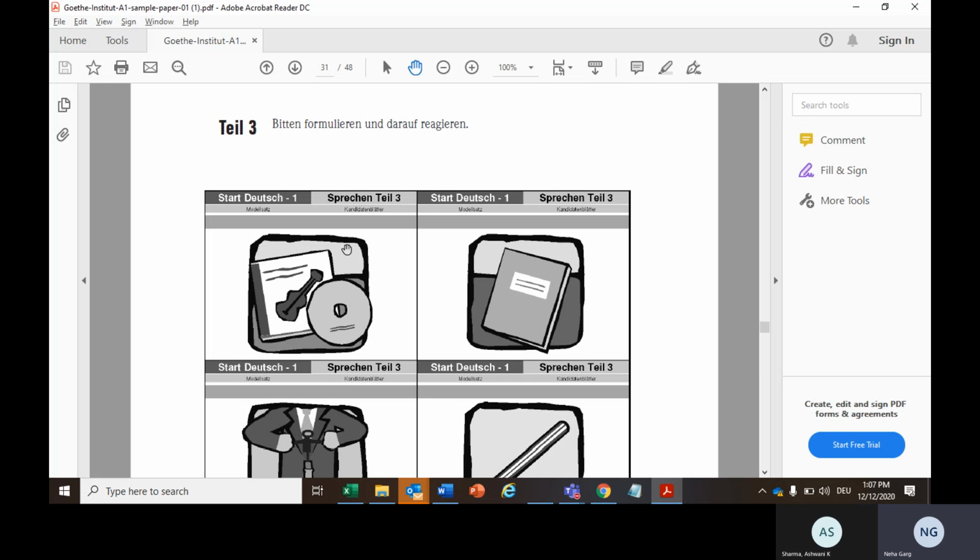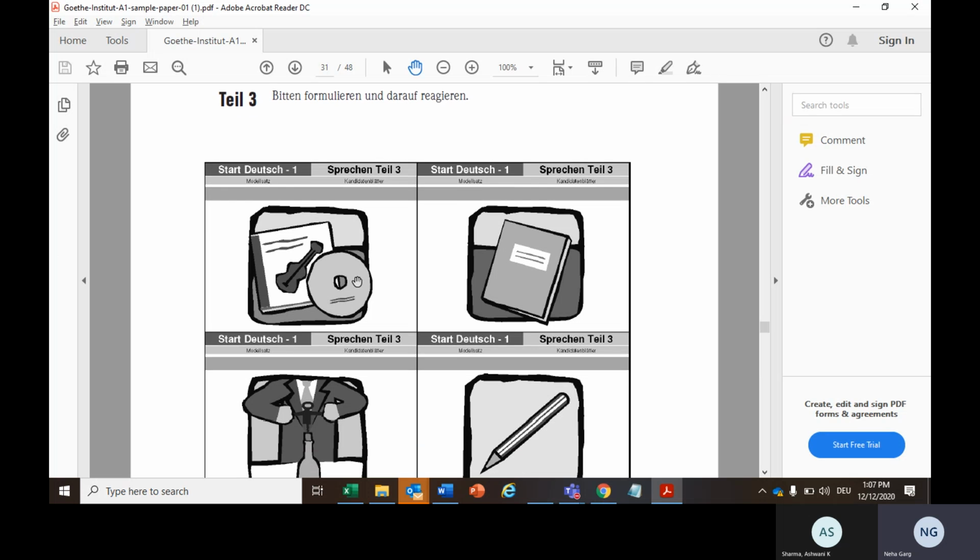Or any other sentence on which the other person can react. Based on the images, you have to make a request or a sentence or a question so that the other person can react. It is important that the other person reacts also. That also has points. If your partner is making a sentence, you will have to react. For that also you will get points.